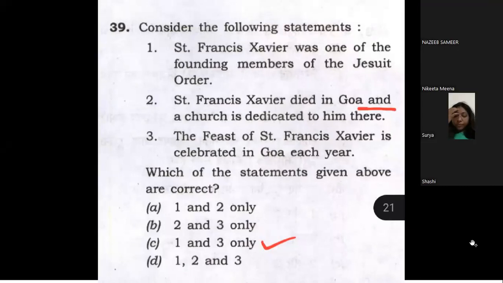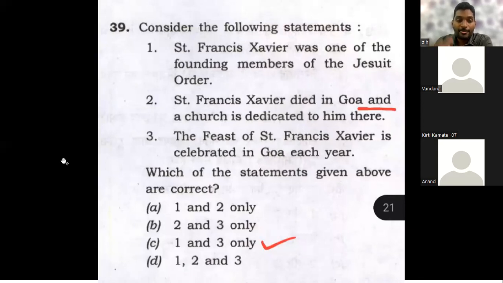Okay. Now a very important thing. We need not oversimplify stuff here. Just because Zeeshan Sir has said 'and' wherever it is used in this context, it should be marked, it doesn't mean that wherever 'and' is being used, you mark that statement as wrong. You don't have to do that.